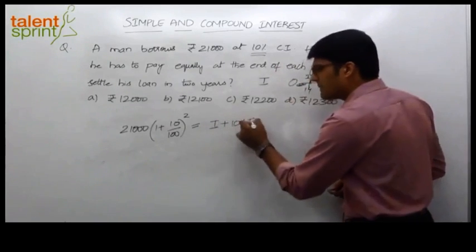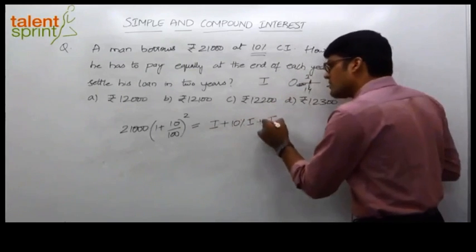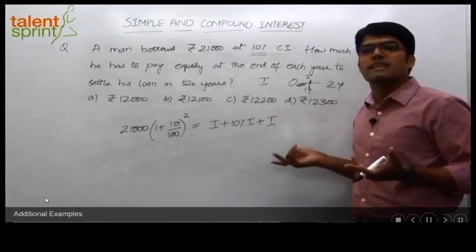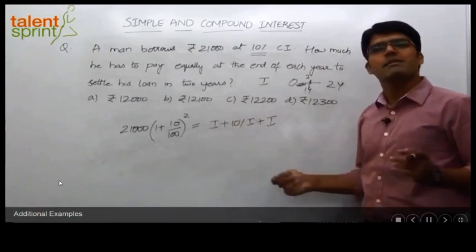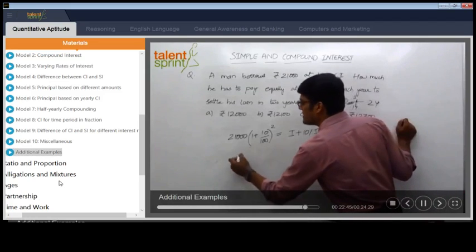10% of I. Then what happens? At the end of the second year, I will pay another installment, which is I. Now this I will not get any interest because after 2 years I have to settle. That's it. Simplify, get the value of I. Are you able to follow? So let's do that. What happens?